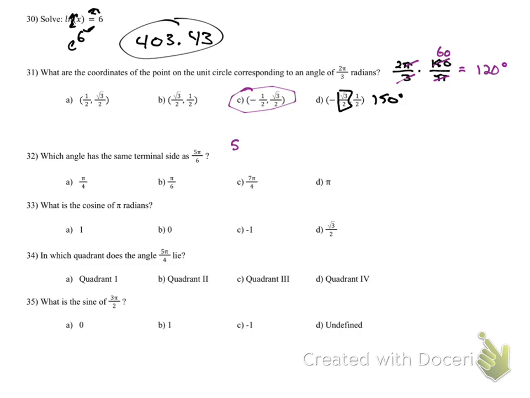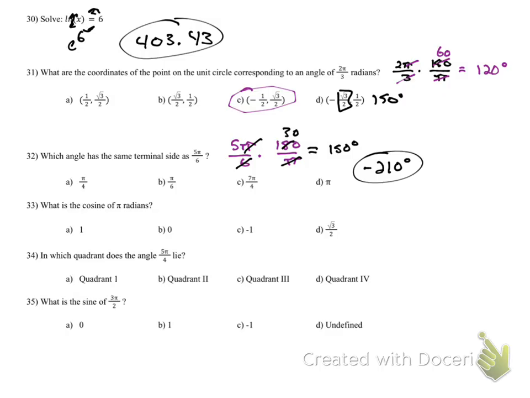32, same terminal side there. Again, find the degrees in this case. That would be 150 degrees. So what the answer will look like on the exam would be negative 210 degrees. Same terminal side going clockwise there would give me negative 210 degrees.